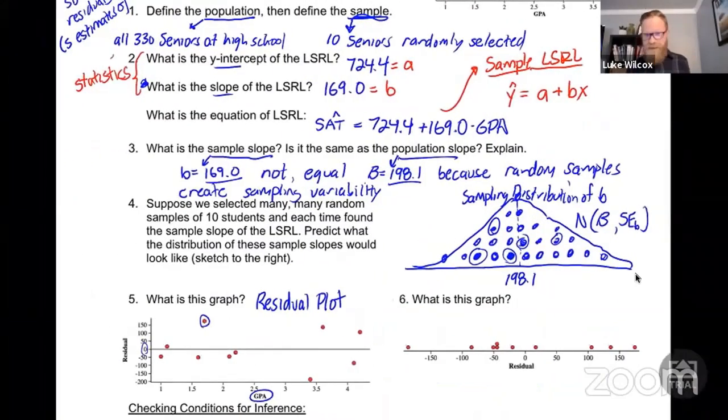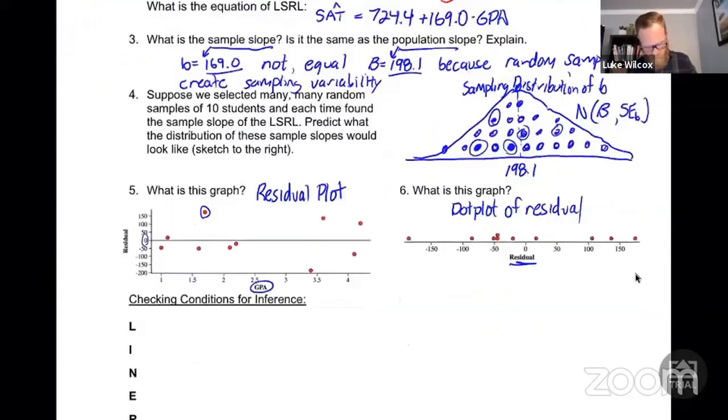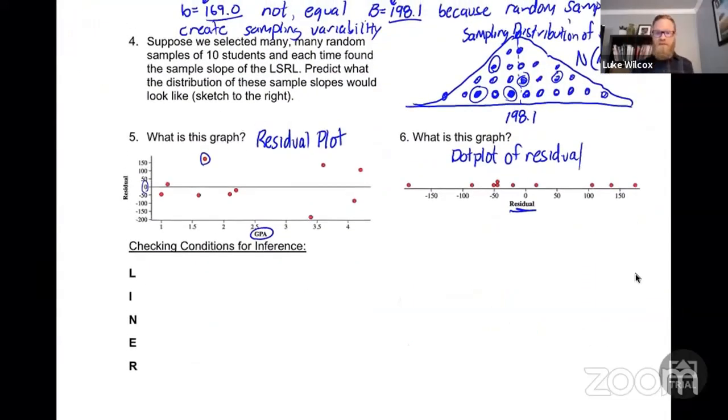Now move on over to the next graph, and you'll notice that it's a residual. And so students will say, oh, it's a residual plot. Well, not exactly, right? The residual plot has residuals on the y-axis and x values on the x-axis. This is a little bit simpler than that. It's simply a dot plot of all the residual values, right? There's only one variable there, the variable of residuals, and we're looking at the distribution of those residuals. Okay, we're gonna need those when we get down here to checking conditions for inference.